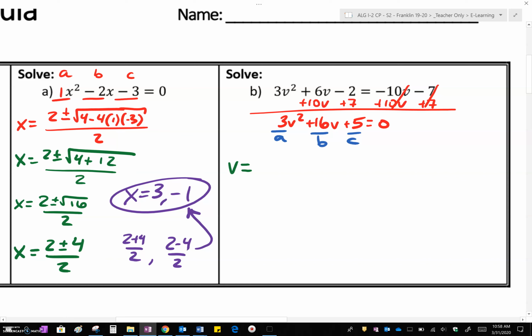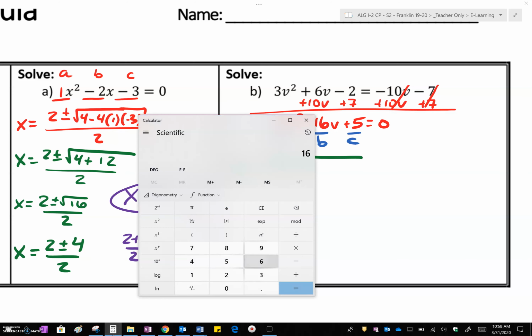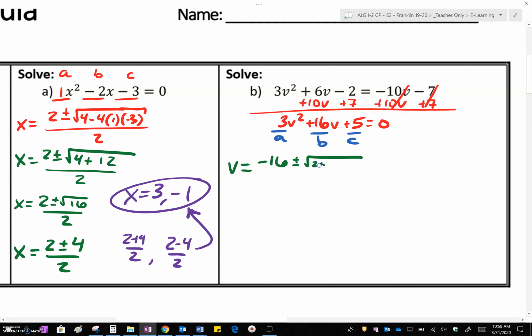The opposite of b, which is negative 16, plus and minus the square root of b squared. All right, so 16 squared. Just use your calculator if you don't know it off the top of your head. 256, minus 4 times a, which is 3, times c, which is 5. All over 2a, that's 6. Okay, kind of a lot to do there.